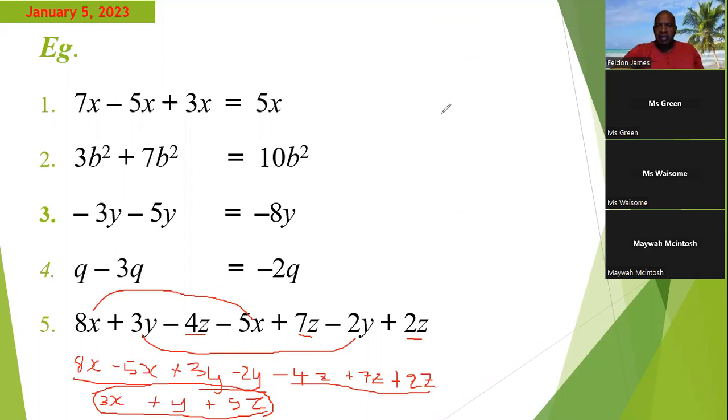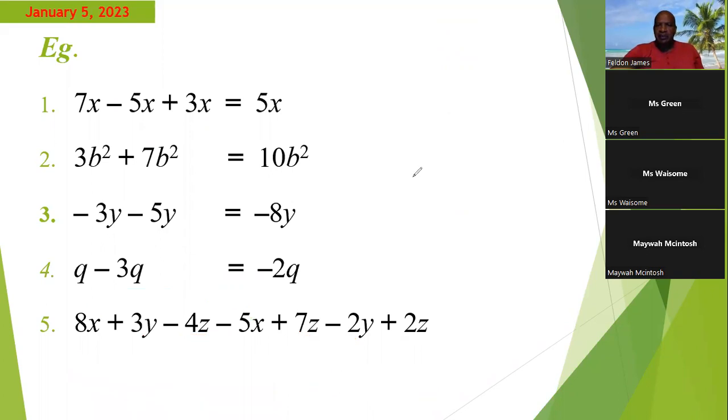Now, oftentimes when we are adding terms, one of the things that we like to do in mathematics is to write these terms in a particular order. And the order that we choose to write them in is the order in which they come in the alphabet.